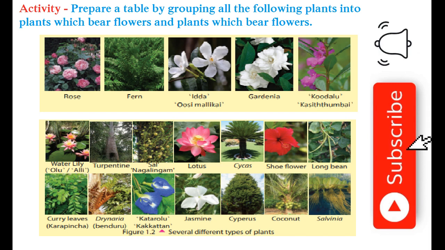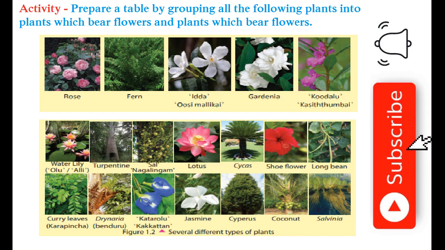Lotus has flowers. What is this, children? Cycas. Now, cycas is also a type of ornamental plant, right? It's a type of ornamental plant and it does not produce flowers. Okay. Shoe flower, we have seen shoe flowers, right? Long beans also produce a small flower.